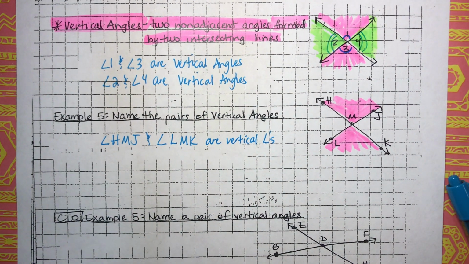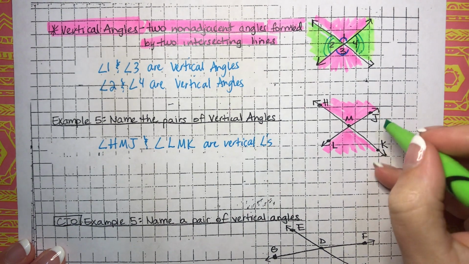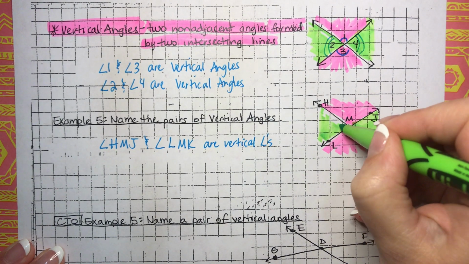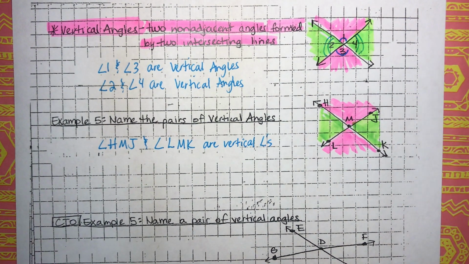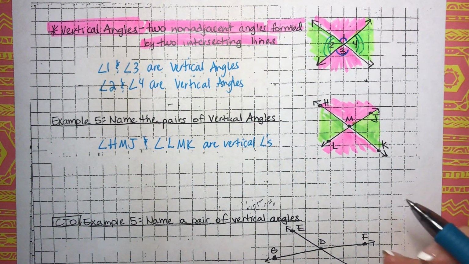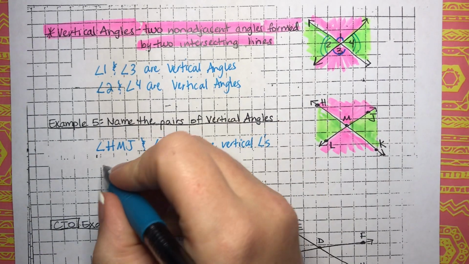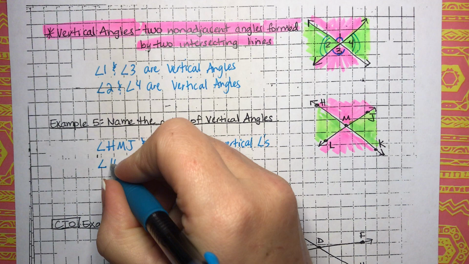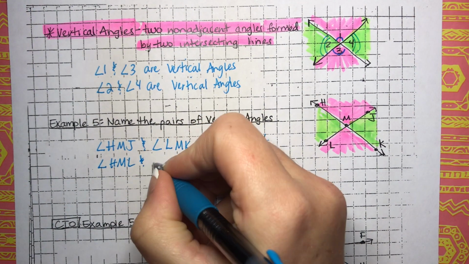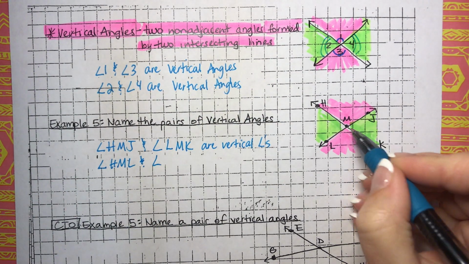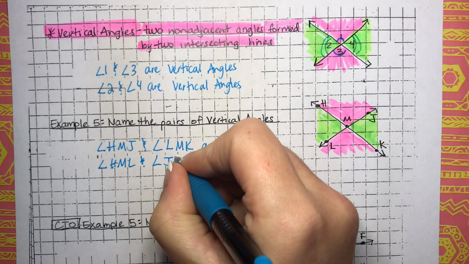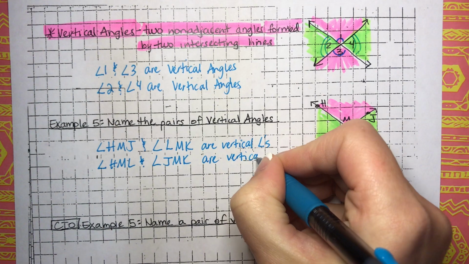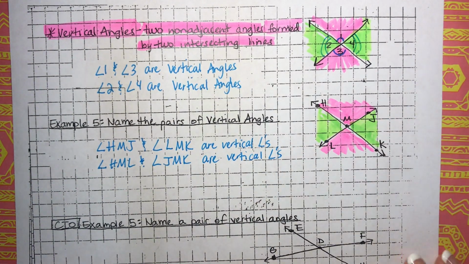And then there's another set, which are these ones right here. They're also vertical angles. So that's the second set of vertical angles. So we have angle, what would this one be? HML and angle JMK are also vertical angles. So boom, there you have it.